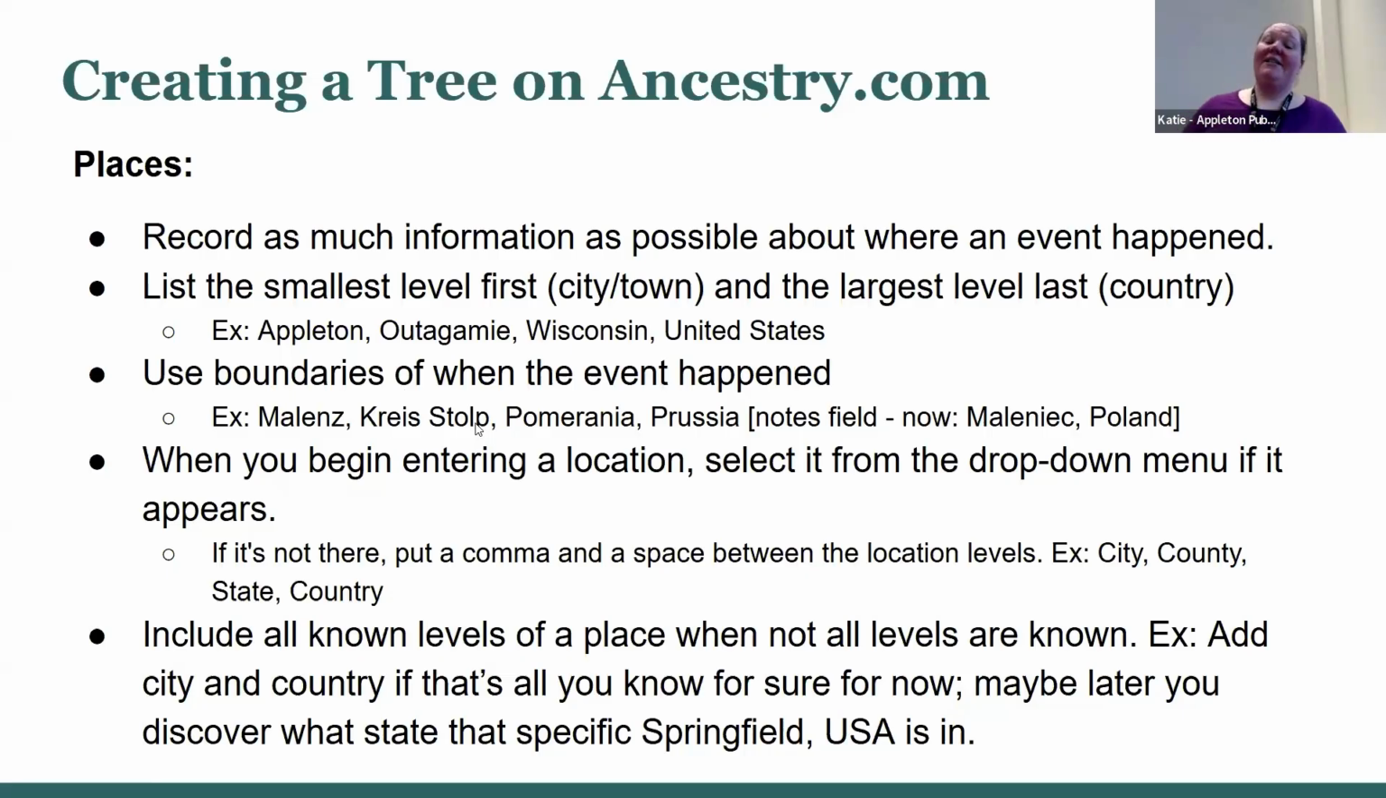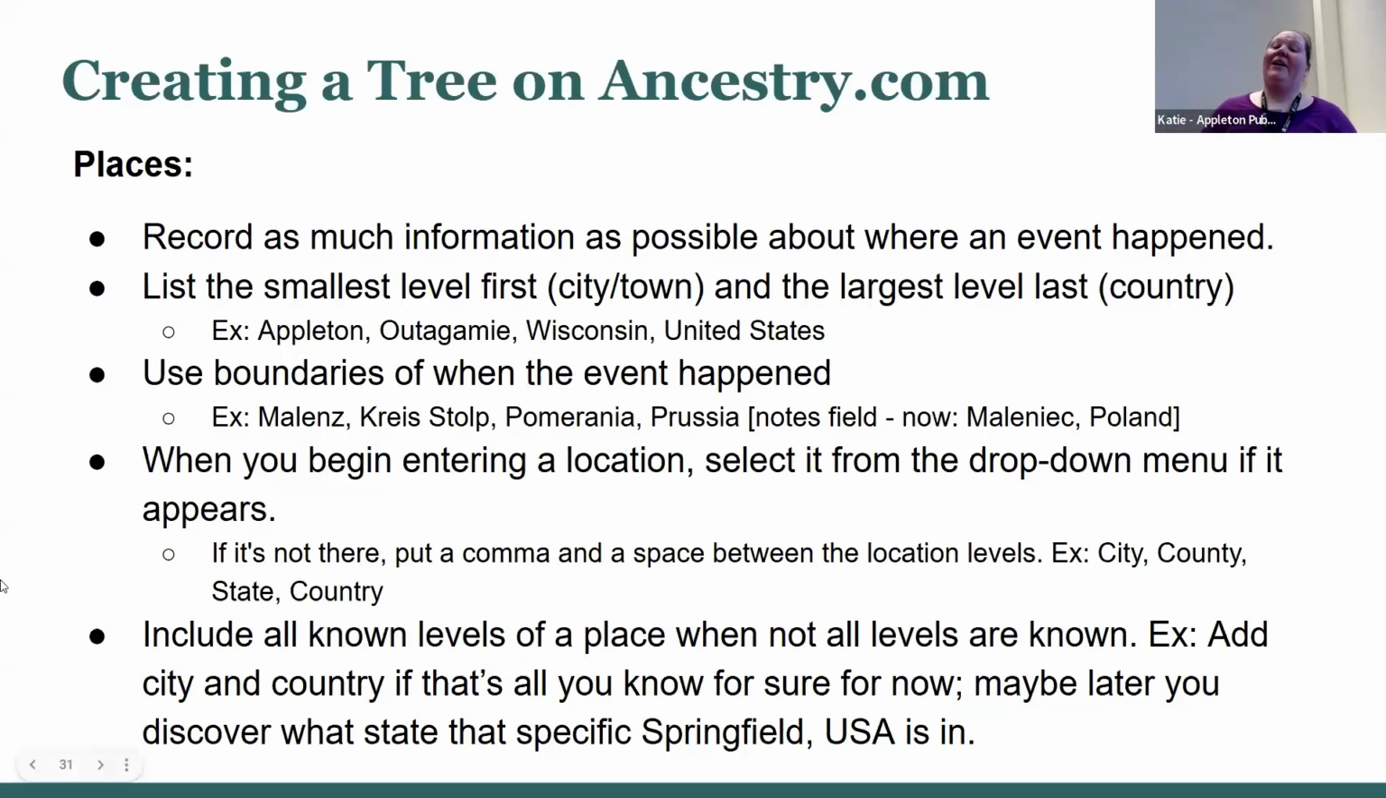You also want to use the boundaries of when that event happened. So for example, I have an ancestor who was born in Malens, which was in Kreis-Stolp in Pomerania, which is part of Prussia. Well, Prussia doesn't exist anymore. This location is now Malieniec, Poland. So I want to list that location of what it was when he was living there. And in my notes field, I'm going to put, this is where it actually is now. So when I want to go travel to that location, I know, hey, now I need to go to Poland because Prussia doesn't exist anymore.